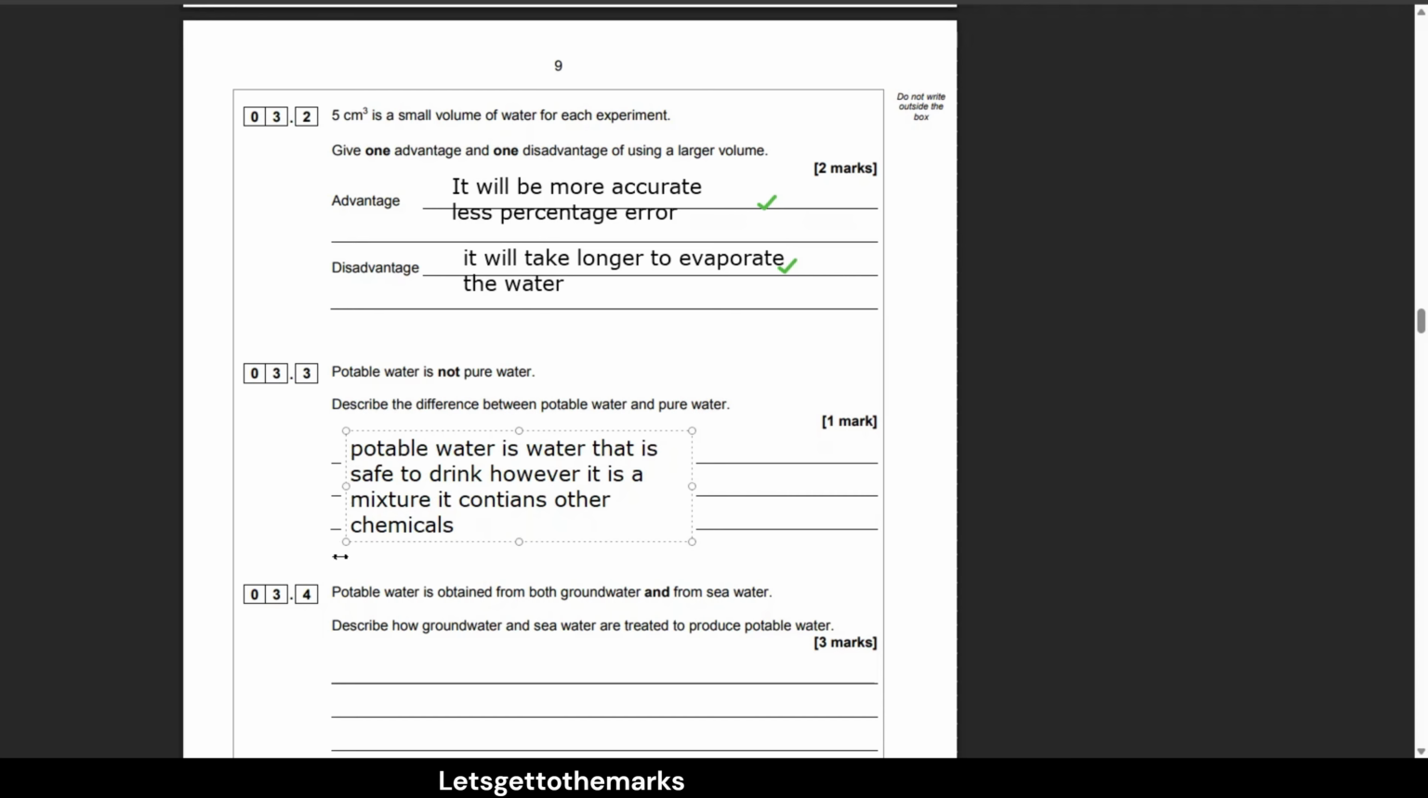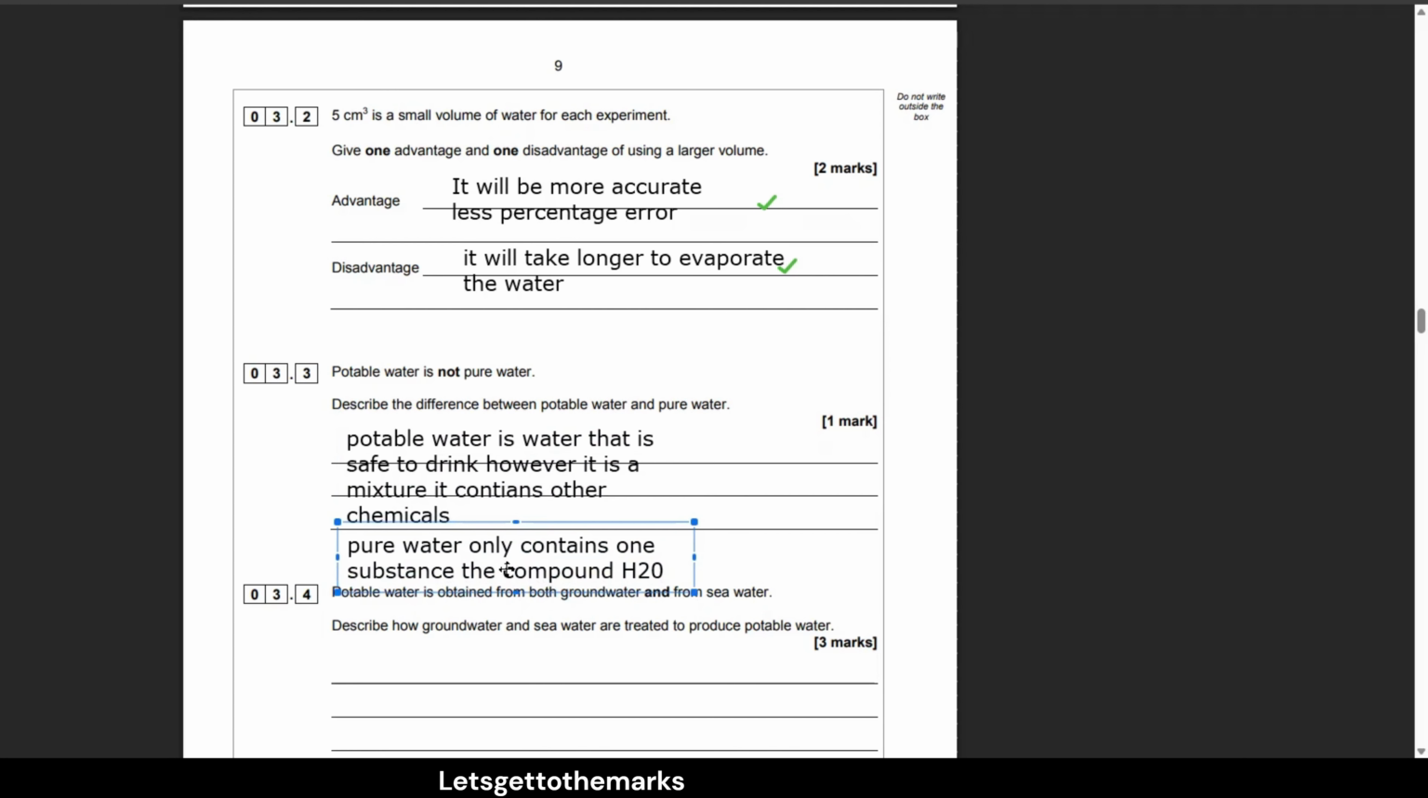Pure water only contains one substance, the compound H2O. So pure water just has H2O molecules. As you know, when you drink water, look on the back of your water bottle, it will tell you there's potassium, there's calcium, there's all sorts of ions dissolved in your water. Okay, so one's a mixture, one is just made of one substance. Let's move on.